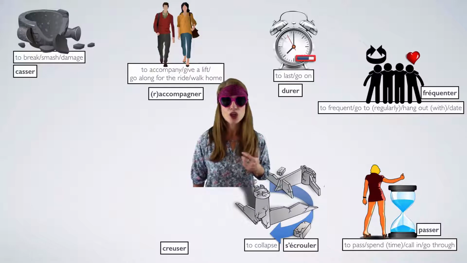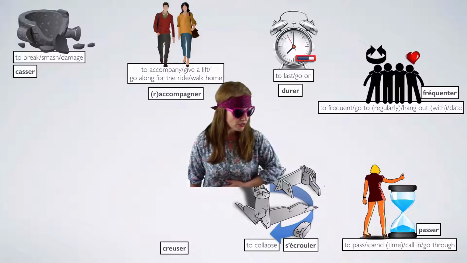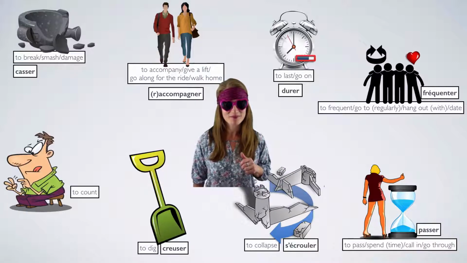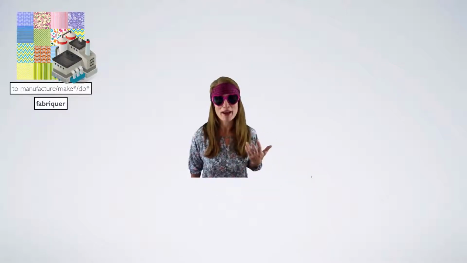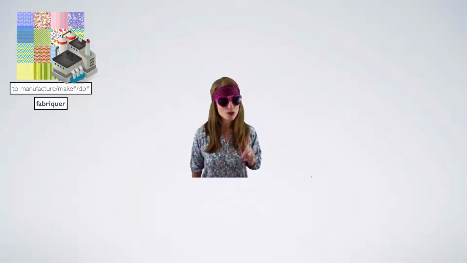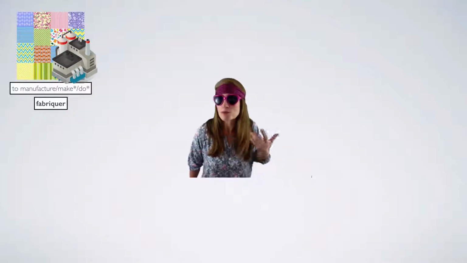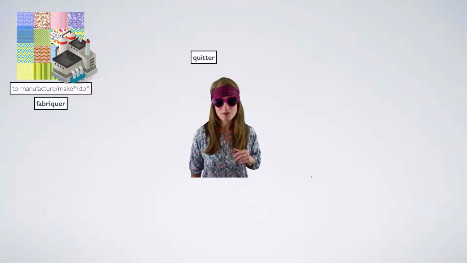Collapse. Creuser. J'ai un petit creux, I have a little hollow. It means to dig. Creuser. To count. Compter. What does fabriquer mean? To fabricate, as in to manufacture. It's also used a lot instead of faire in spoken French, which means to make or to do.